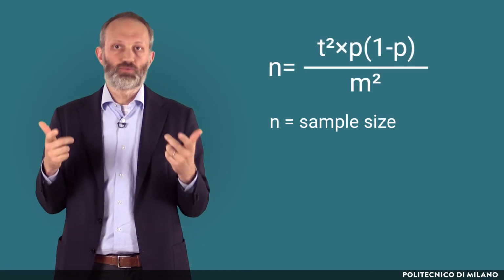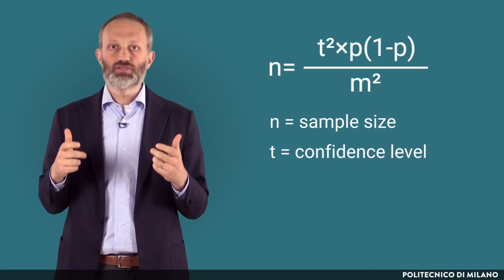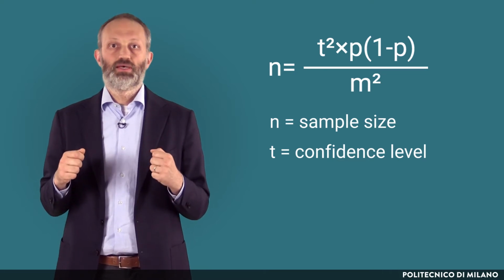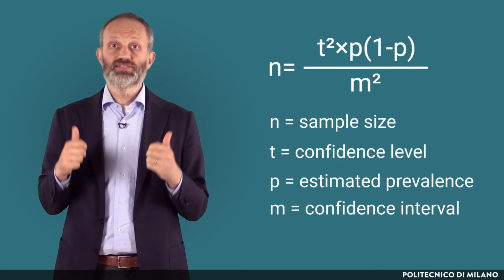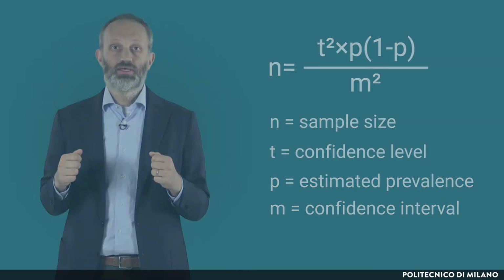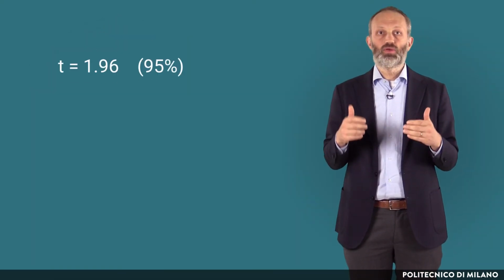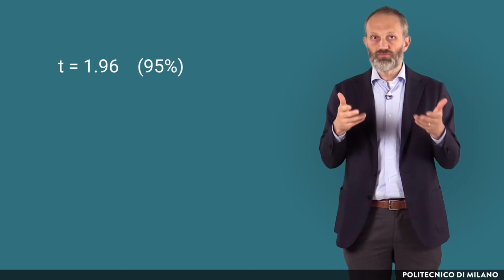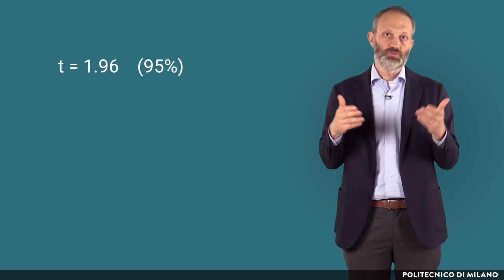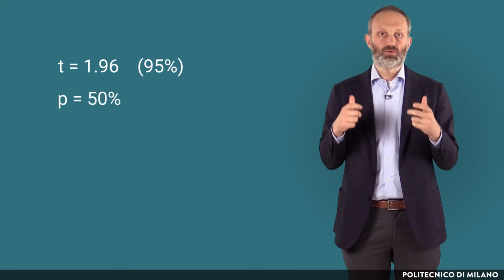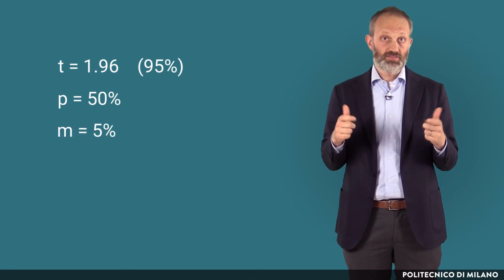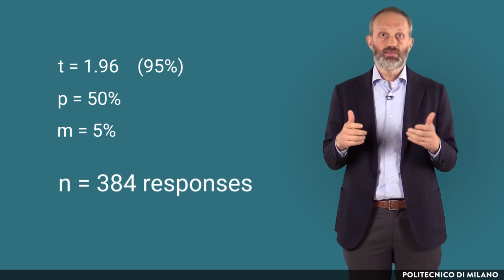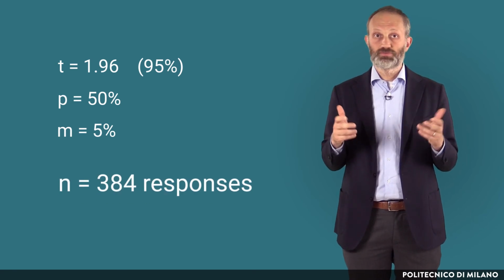So we can calculate the required sample size n with this formula, where t is the coefficient given by the desired confidence level, p is the estimated prevalence of the variable of interest, m is the desired confidence interval or sampling error. If, for example, we have t equal 1.96, which corresponds to a confidence level of 95%, assuming a normal distribution, p equals 50% if we don't have an estimate, m equals 5%, we obtain a sample size n equal to 384 responses.